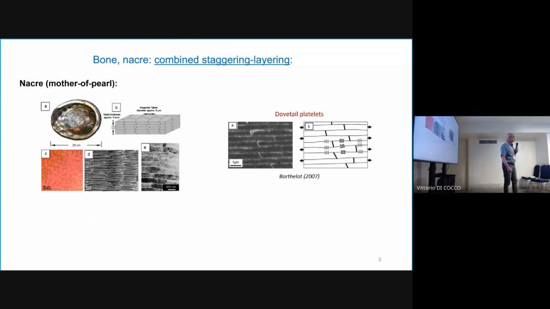There were a few talks during this conference about nacre and about bone, and these are combined staggering layering structures which are present in nature. Nacre is also called mother of pearl. It has a very interesting architecture. And for example, there are dovetail platelets. Dovetail meaning that they are not completely straight, and so that locks the structure in a more firm way.